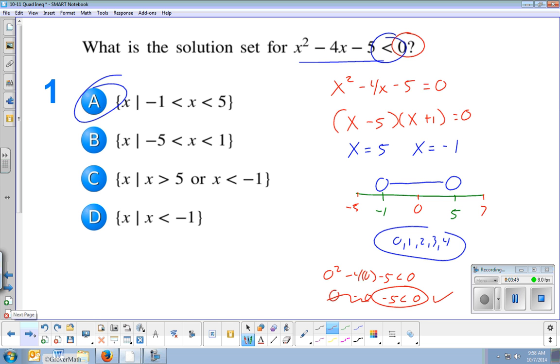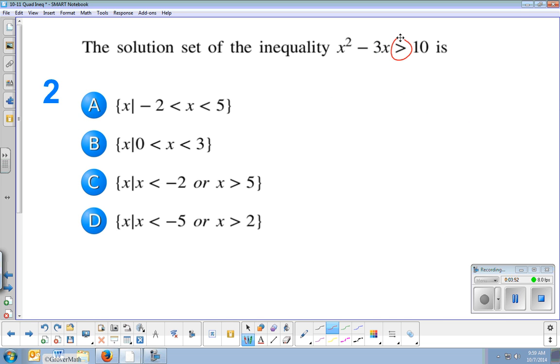Let's just try one more, but this time with the greater than sign. So I see a greater than sign here, which tells me that the odds are it's going to end up being an or statement.